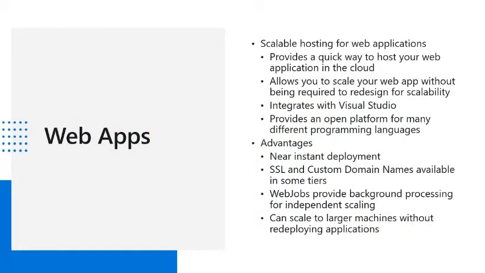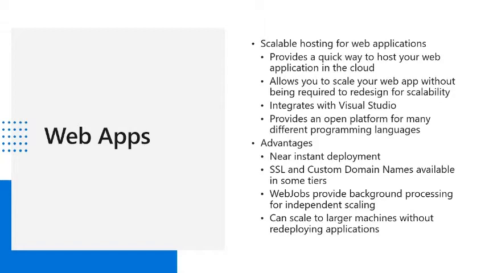Next is web apps. Azure App Service web apps, or just web apps, is a service for hosting web applications, REST APIs, and mobile backends. You can develop in your favorite language, be it .NET, .NET Core, Java, Ruby, Node.js, PHP, Python, and applications run and scale with ease on Windows-based environments. So web apps are scalable. Hosting for web applications provides a quick way to host your app in the cloud, and allows you to scale your web app without being required to redesign for scalability.